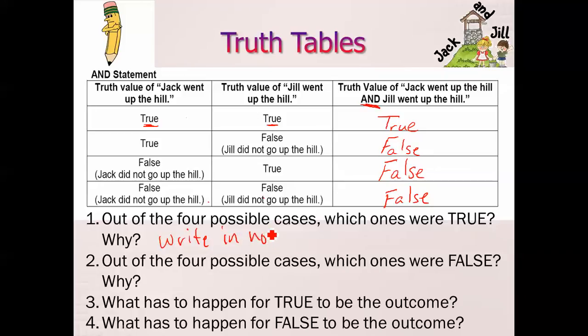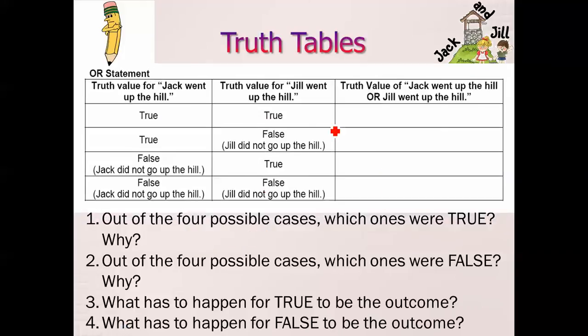Out of the 4 possible cases, which ones were false? So looking at this chart, what has to happen for true to be the outcome and what has to happen for false to be the outcome? Answer those 4 questions in your notes.